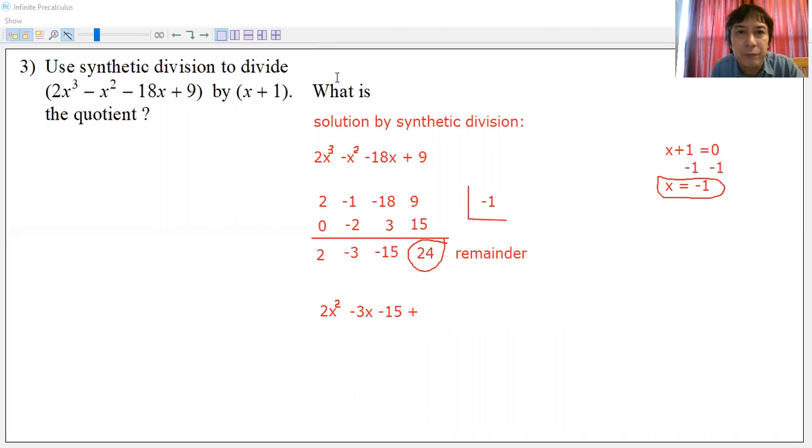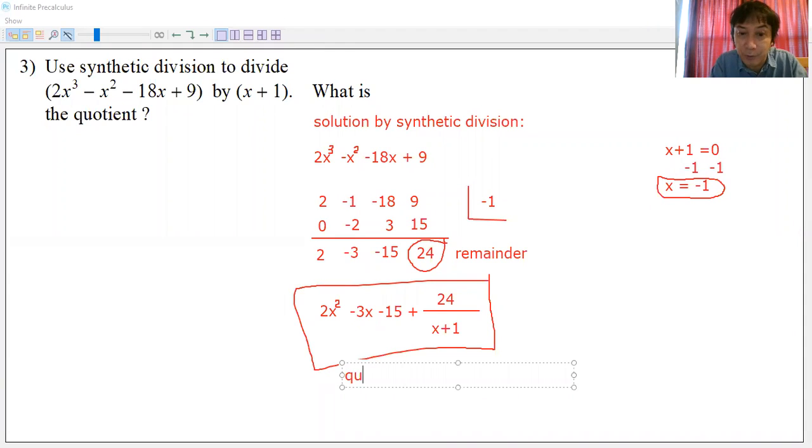And then you continue with the fraction line. And then you type the 24 on top, that becomes the numerator. And then the divisor x plus 1 will be written at the denominator. So x plus 1 there. And this will be our quotient. All right, so this is our answer.